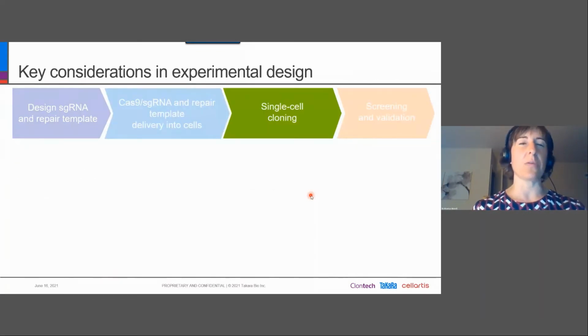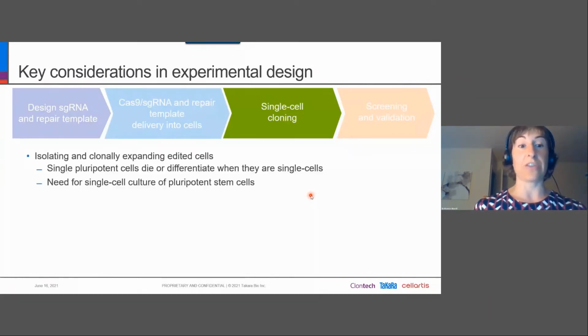Then one of the key points of this type of experiment is the single cell cloning if you are working with hiPSCs, because isolating and then trying to expand single cell clones is very challenging with iPSCs, because a lot of them die or they differentiate.